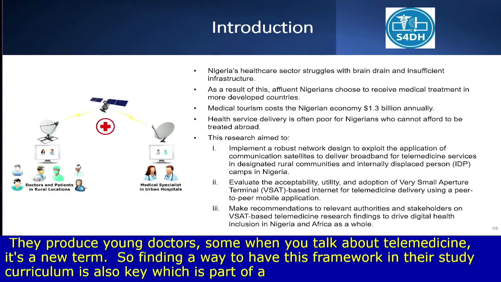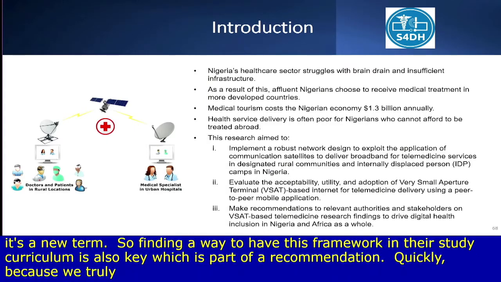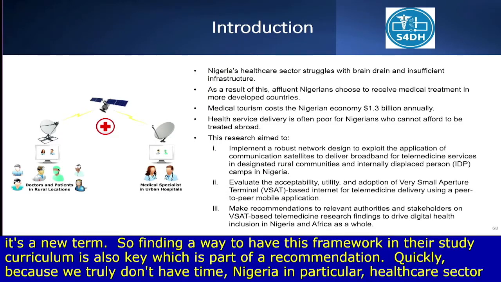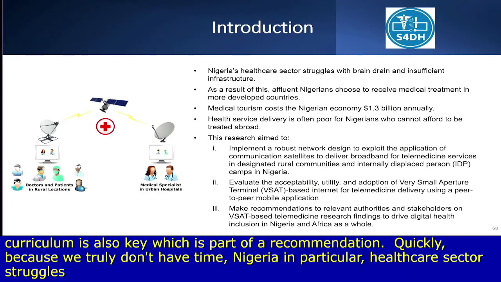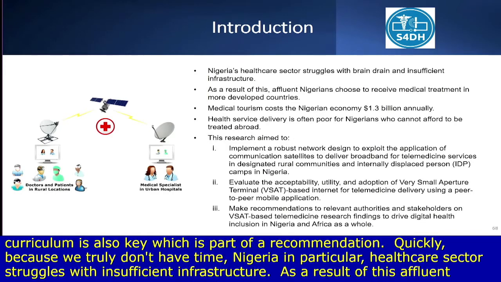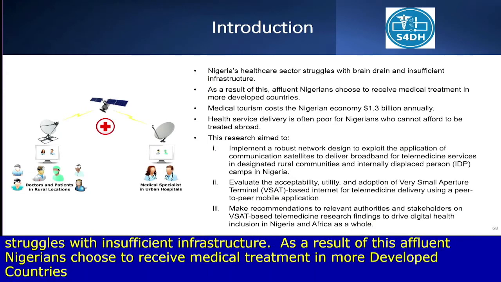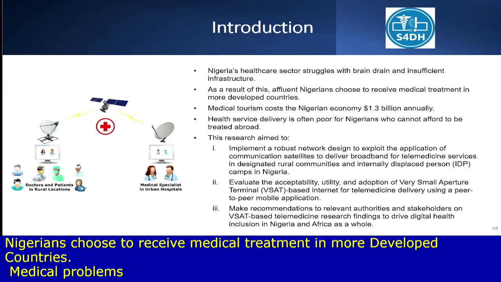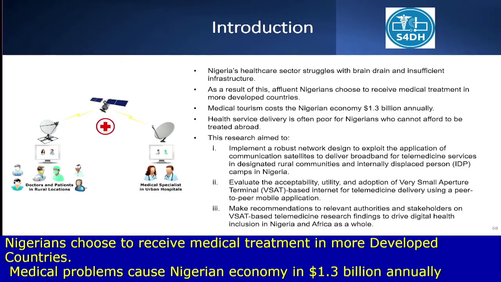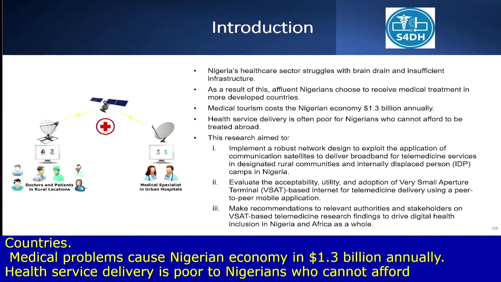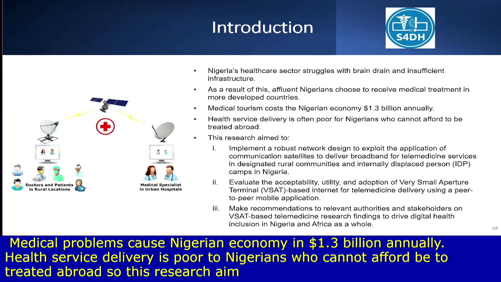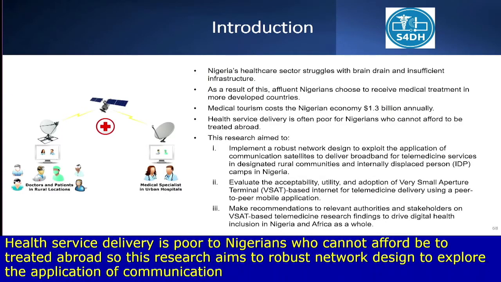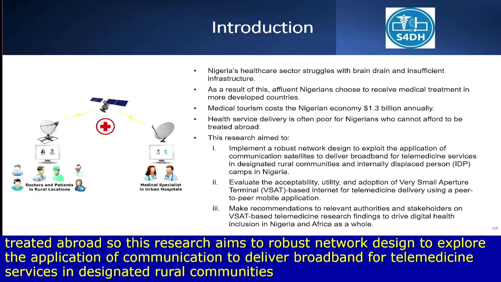Quickly, because we truly don't have time: Nigeria's healthcare sector in particular struggles with brain drain and insufficient infrastructure. As a result, affluent Nigerians choose to receive medical treatment in more developed countries. Medical tourism costs the Nigerian economy about 1.3 billion annually. Health service delivery is often poor for Nigerians who cannot afford to be treated abroad. So this research aimed to implement a robust network design to exploit communication satellites to deliver broadband for telemedicine services in designated rural communities and internally displaced persons camps, which represent vulnerable people as well.